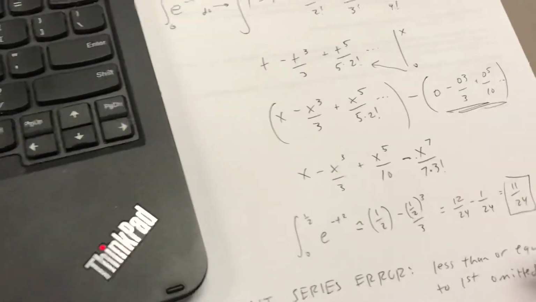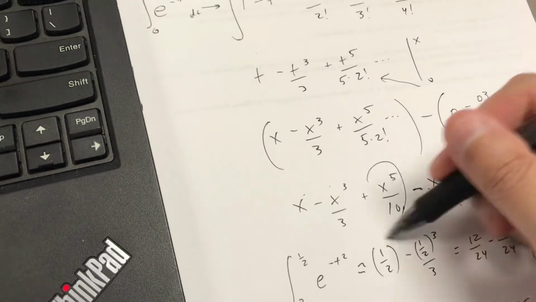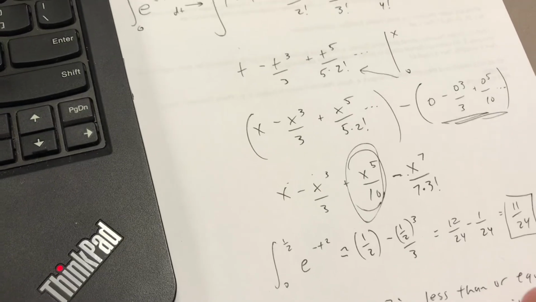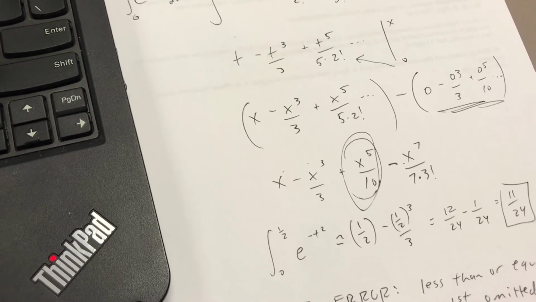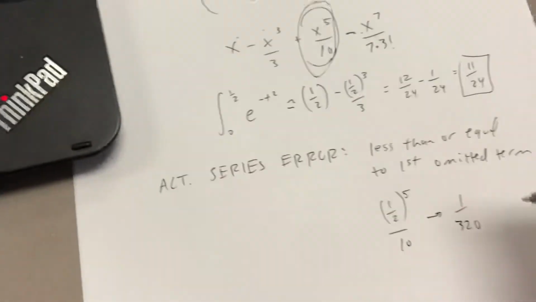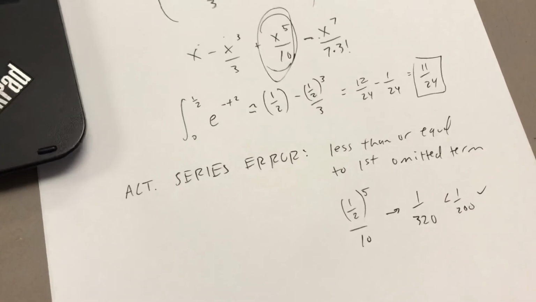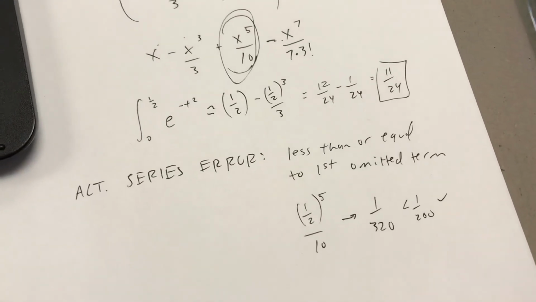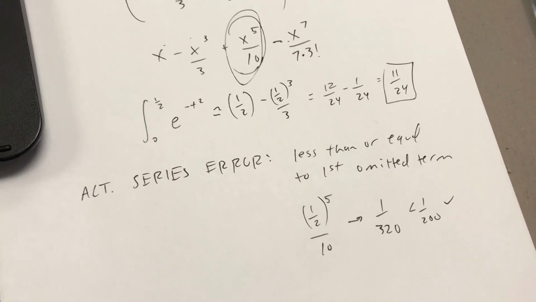The first term that we left out here, so we used these 2 terms, this was our first omitted term. So I can sub in 1/2 to that first omitted term, and I think you end up getting 1/320. And 1/320 is less than 1/200, so this checks out. So even though we didn't talk about it a whole lot, it's not real hard to show, and for future years, we probably should have that example in there.